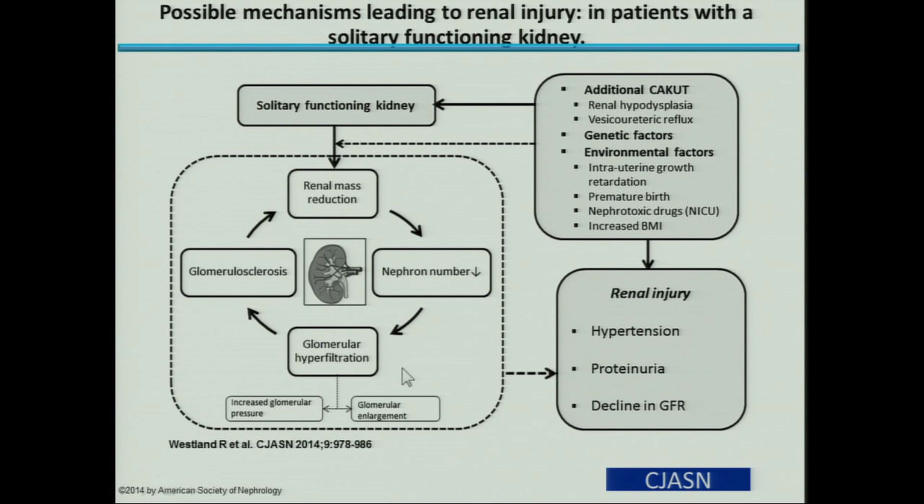The glomerular hyperfiltration is probably secondary to the glomerular enlargement and increased glomerular pressure, and it's probably beneficial at birth. However, long-term, this glomerular hyperfiltration and eventual compensatory hypertrophy of that solitary kidney will eventually lead to glomerular sclerosis and what we think is hypertension, proteinuria, and decline in GFR long-term. This is usually in the adult population and doesn't manifest clinically in the pediatric population.